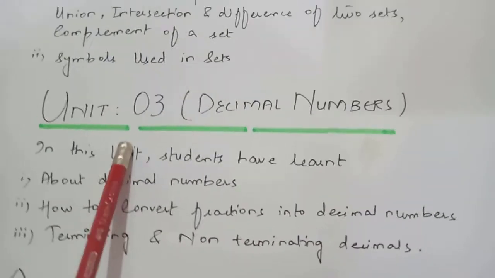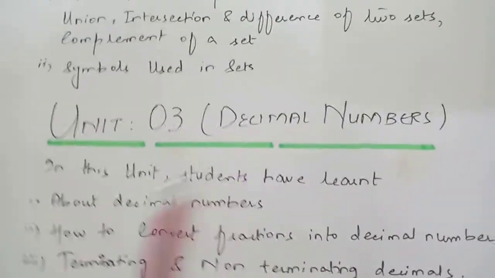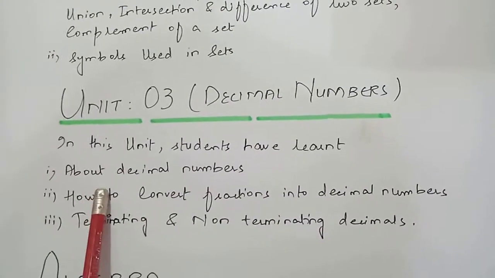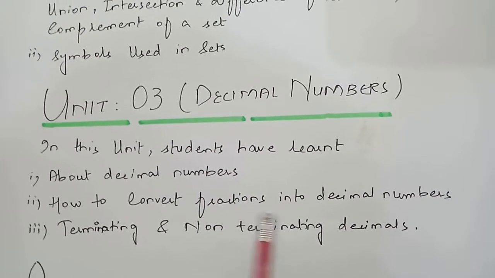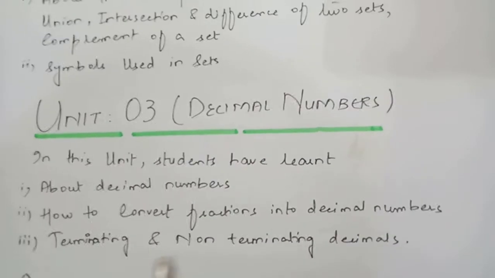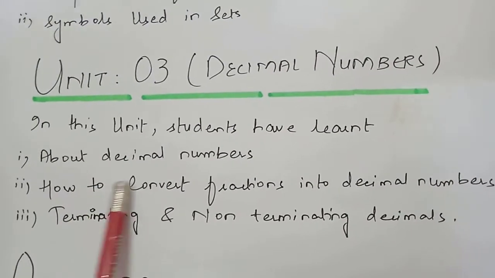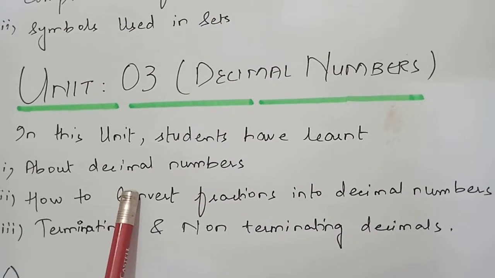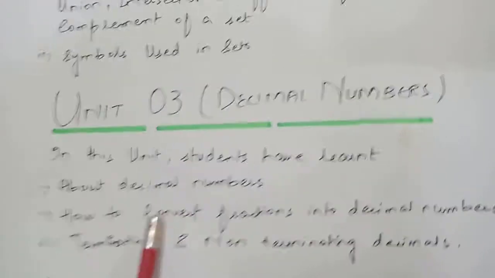Unit number 3 is also included in arithmetic. Decimal number. In this unit, students have learned about decimal numbers, how to convert a fraction into a decimal number, terminating and non-terminating decimals. What is a decimal? Decimals are fractions which have a denominator with a power of 10.